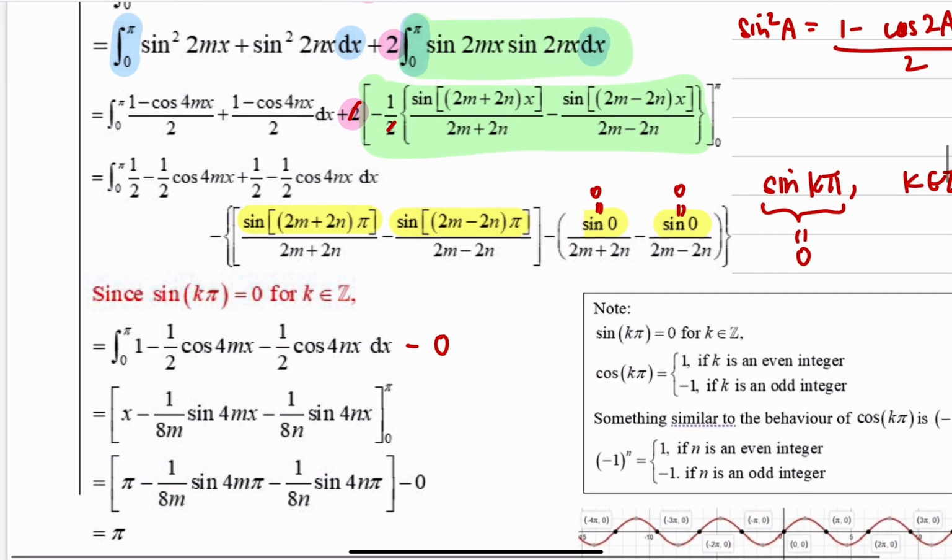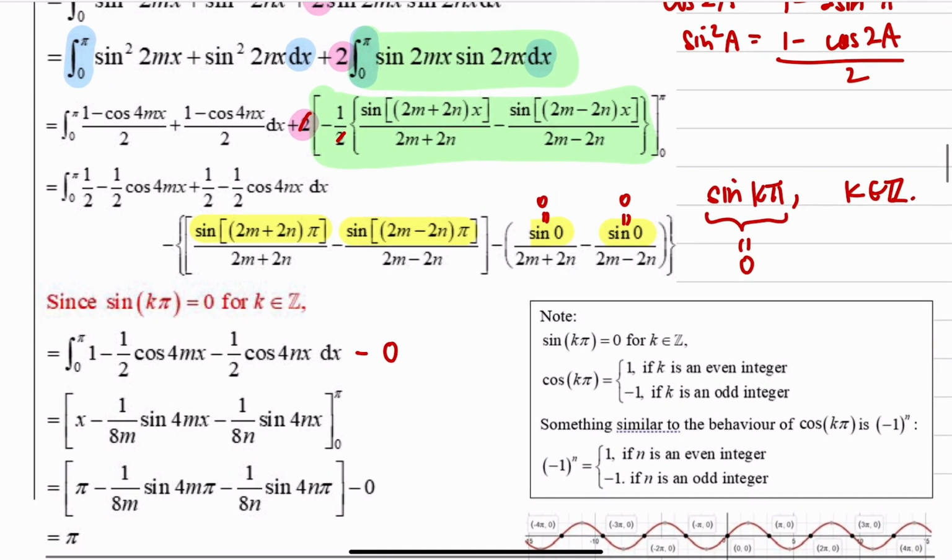Okay, so this is for the question. Now, what if we have actually cosine and multiples of pi? What will then be the outcome? In that case, it will depend on whether the k here, the integer here, is an even integer or an odd integer. So you can refer back to the graph for cosine of k pi.